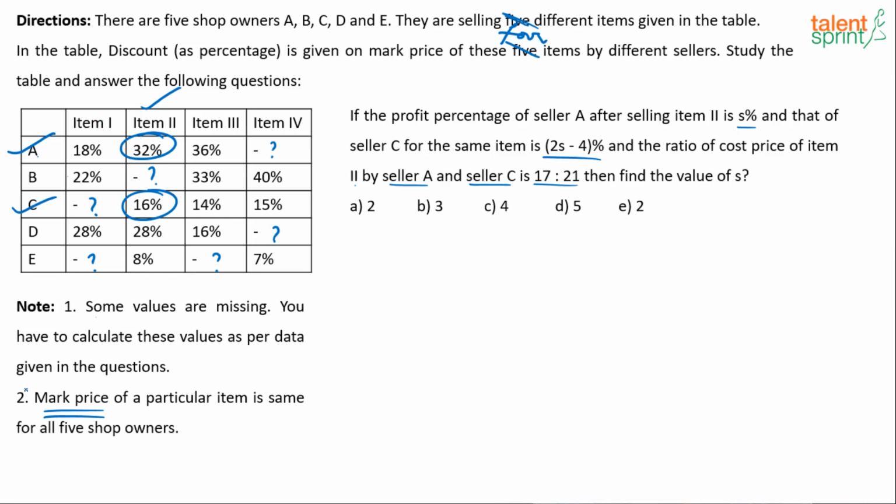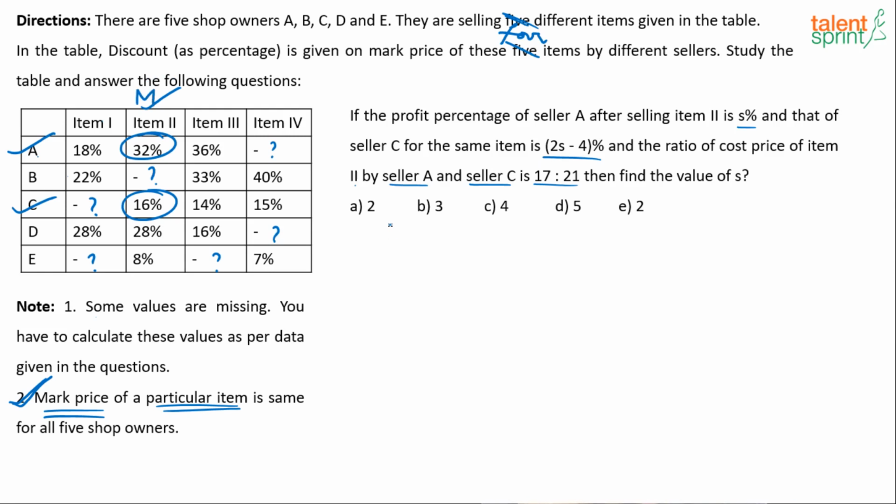Now as given in point number 2 here, the marked price of a particular item, here item 2, is same for all the 5 shop owners. See, don't get confused as to why the cost price is different. Cost price could be different, marked price is same. The marked price for that item by all the shop owners is same. Okay, so let's assume the marked price of item 2 is M.